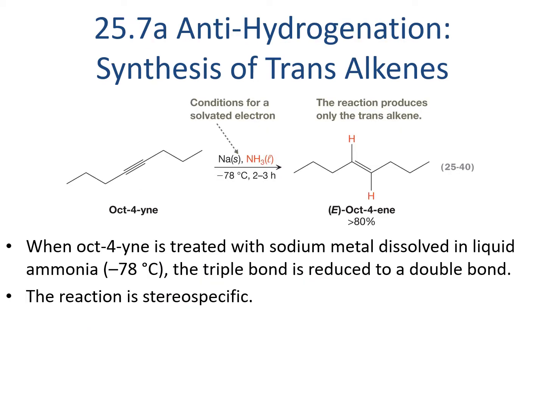One possible reaction with that dissolved electron is the reduction of an alkyne to an alkene. We also did reductions by poisoned catalysts to convert alkynes to alkenes in Chapter 19. Note the difference here. This reaction gives a trans alkene instead of the cis alkene.